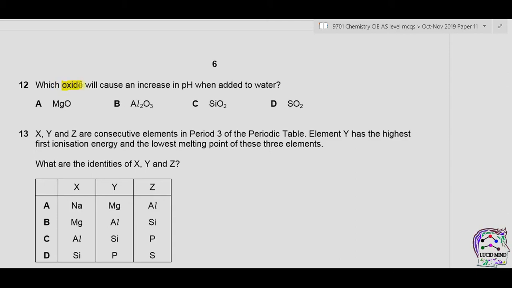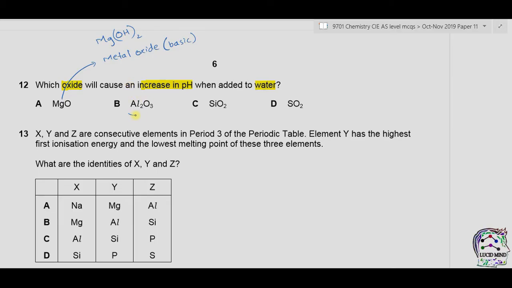Question 12. Which oxide will cause an increase in pH when added to water? A is MgO. MgO is a metal oxide and it is basic in nature. So it will increase the pH of water when it is dissolved in water because it will form magnesium hydroxide.